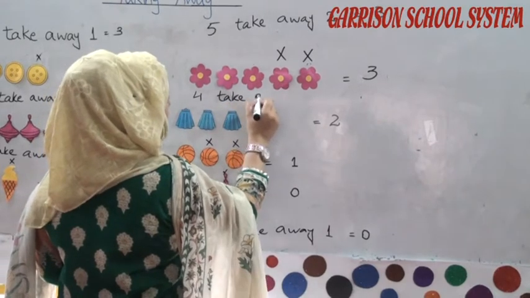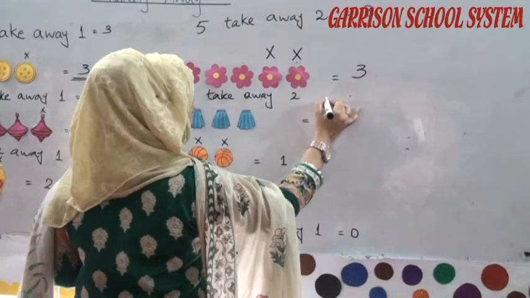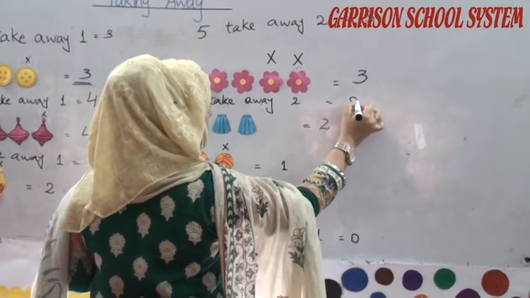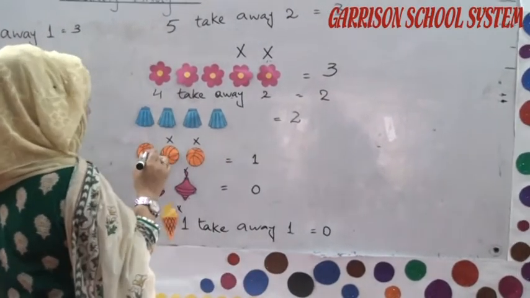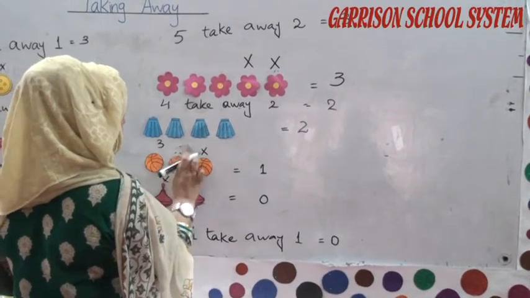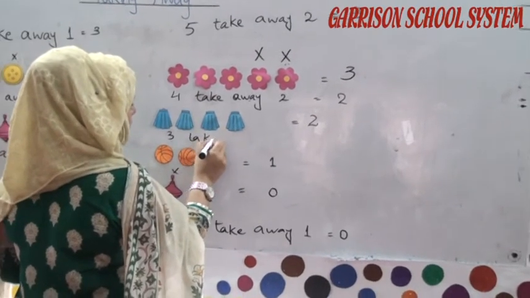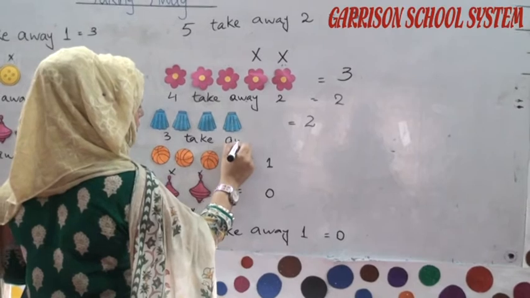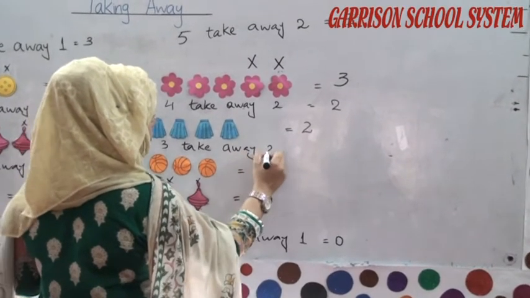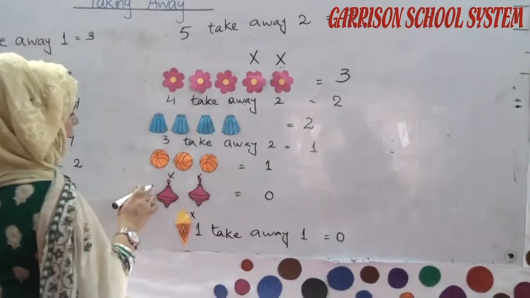Take away 2, so we will be left with 2. 3 basketballs. Take away 2, we will be left with 1. We have 2 tops.